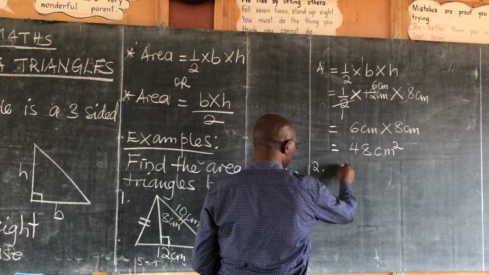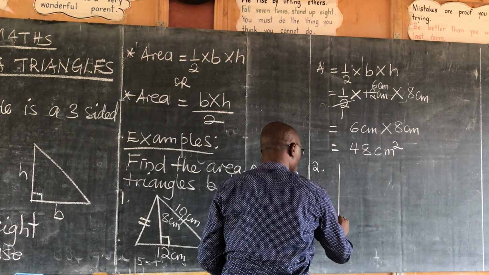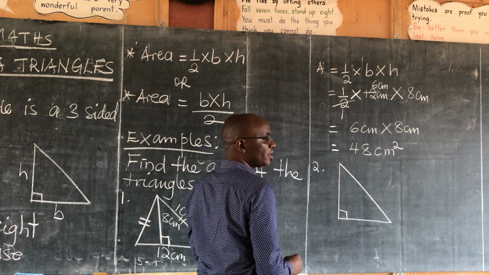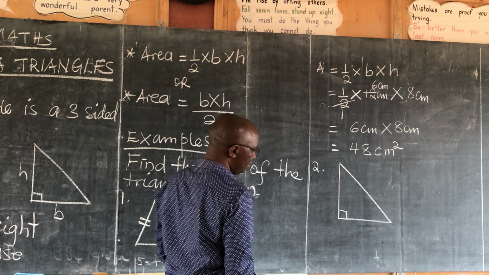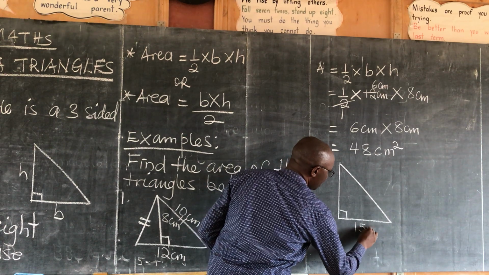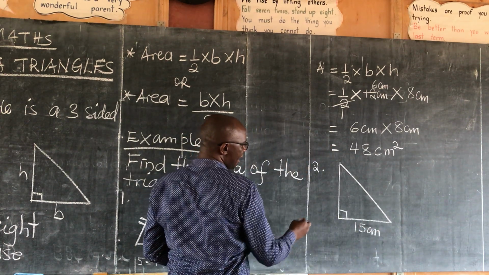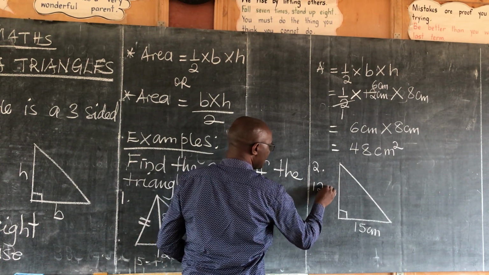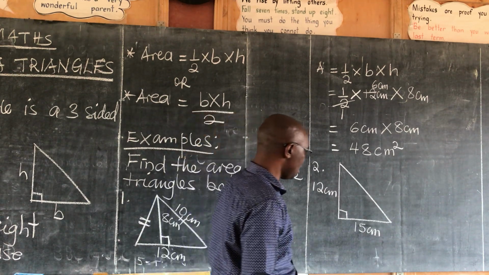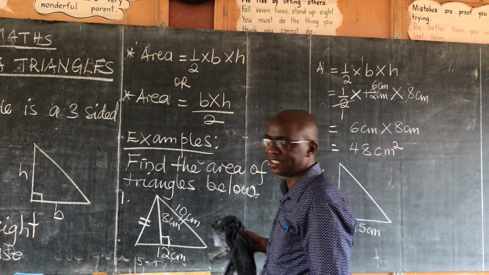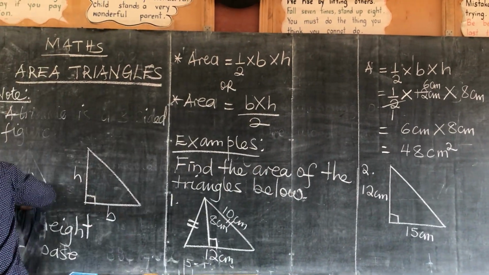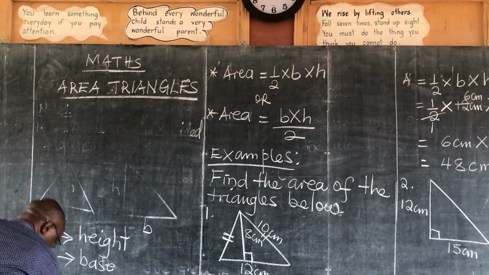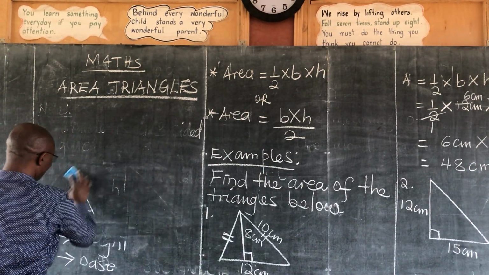Our second example is going to be a right-angled triangle, and its base is 15 centimeters, and its height is 12 centimeters. Assuming that is the triangle, they are asking to find its area.